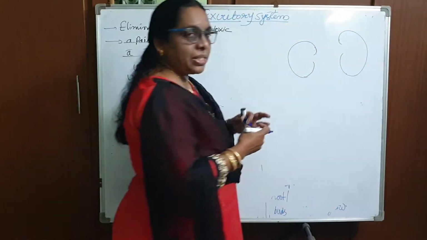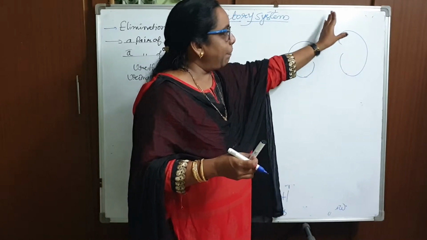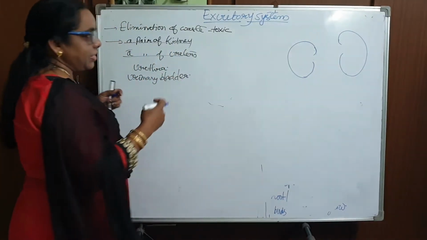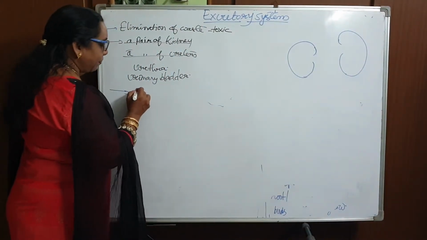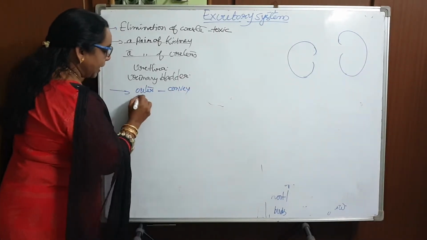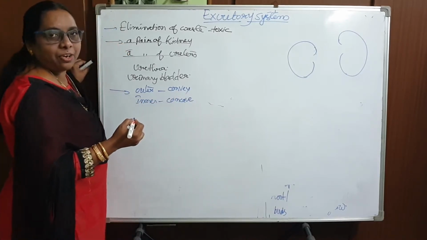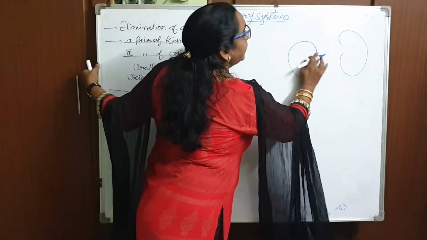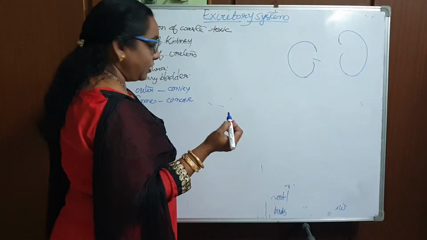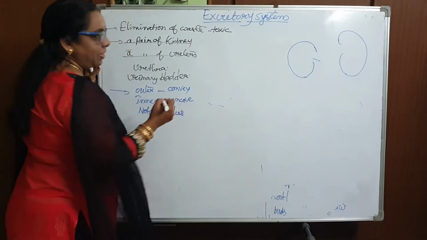Children, while you are drawing this diagram, you have to observe that one should be slightly above and one slightly down. Coming to the external structure of the kidney, the outer margin is the convex region and the inner margin is concave. Where the outer and inner margins join, we can see a notch-like, gap-like structure. That notch is called the hilus.